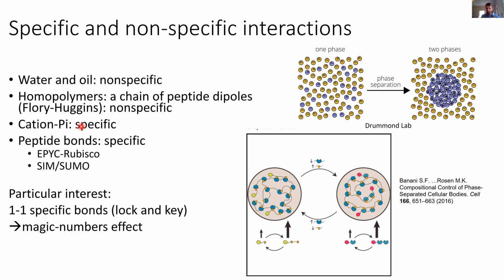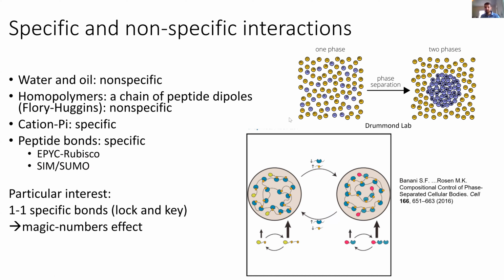There are also lots of examples of these peptide bonds that we've been mentioning. I believe that Ned in his lecture is going to make you all experts on the epic Rubisco system, which is important for photosynthesis in algae, so I won't dwell on that. There's another system from human cells called the SIM-SUMO system, where all you really need to know is that you have one component that's this blue guy and one component that's this yellow guy, and they come together and form a one-to-one lock and key type interaction.